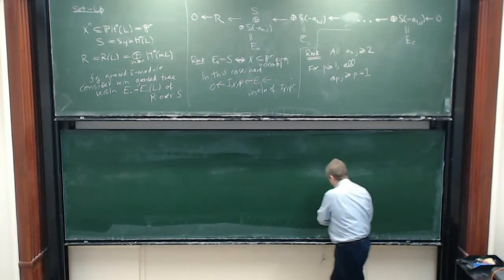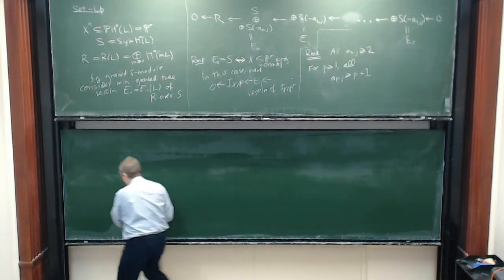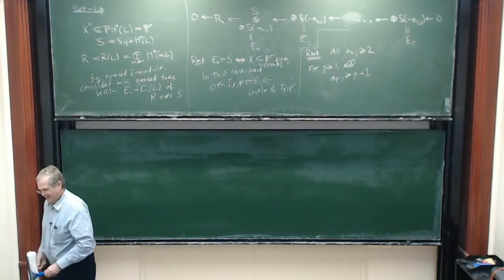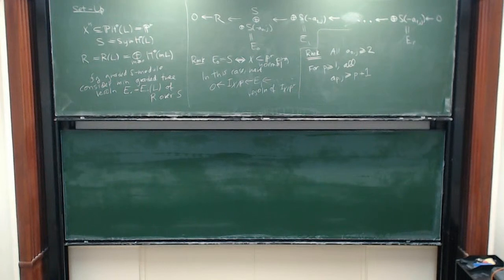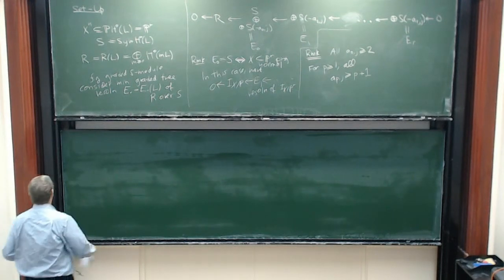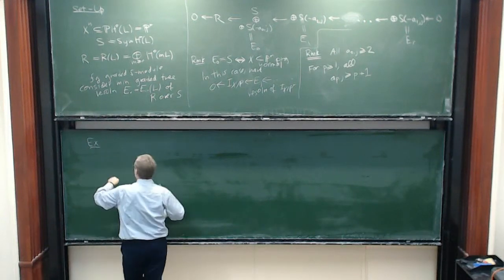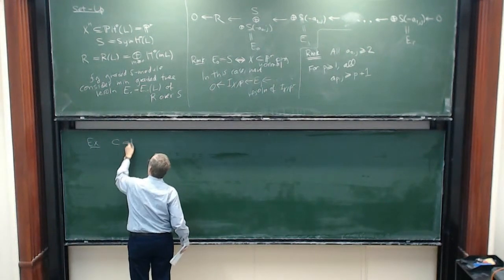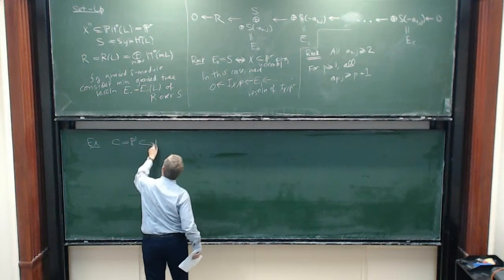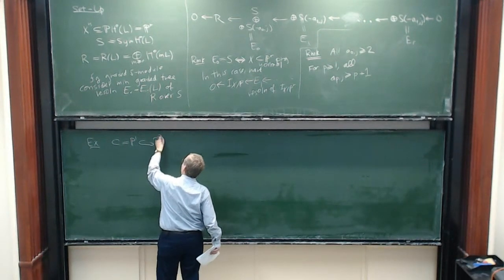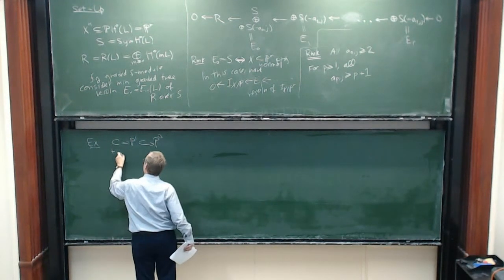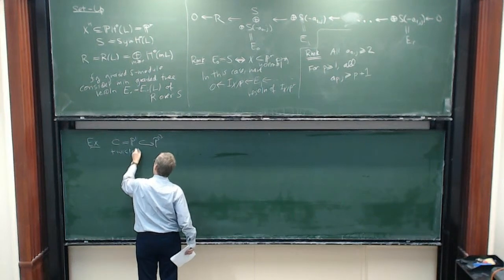OK, so let's do two baby examples so we can see what's going on. I think I mentioned these the other day, but it's good to actually see them. So let's do the twisted cubic curve in P3. So C equals P1 embedded in P3, the twisted cubic, the rational normal curve in P3.